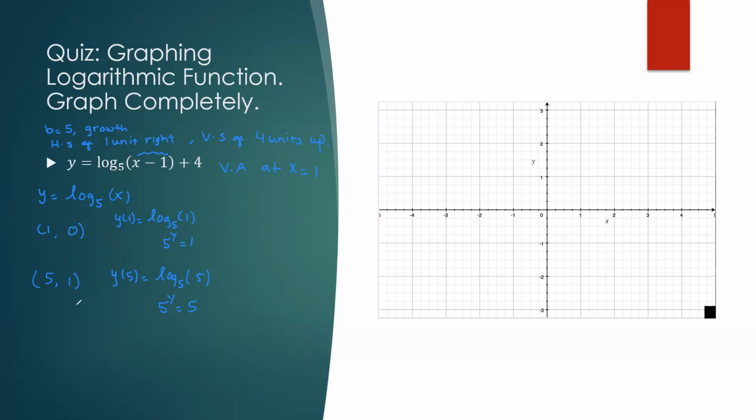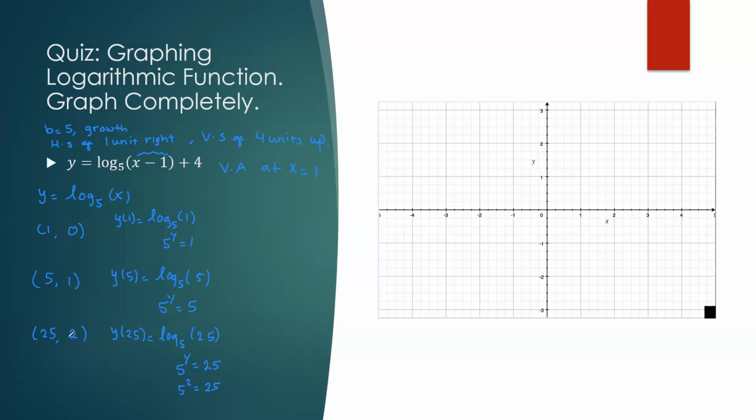Okay. And then the next x value I'm going to use is 25. Like I said, you could use 6. You could also use 7, but I'll use 25. And you'll see why. So y of 25 is log base 5 of 25. This is like saying 5 to the what power gives you 25. It would be 5 to the second power, right? So your y value is 2.